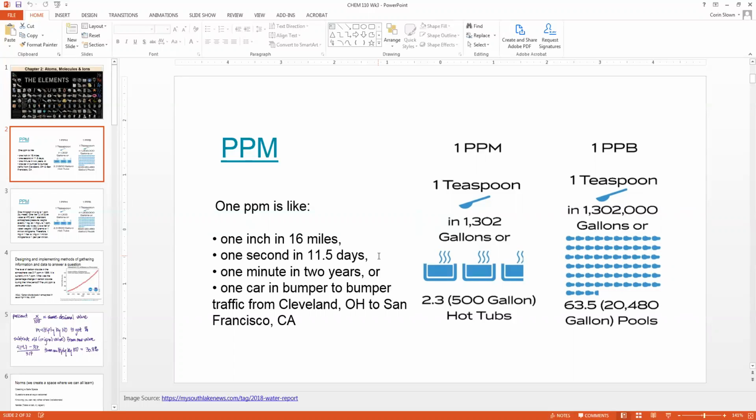1 part per billion then would be 1 teaspoon in 1,302,000 gallons, or 63.5 20,000 or so gallon pools. So that scale really matters, and it's helpful for us to think about that.